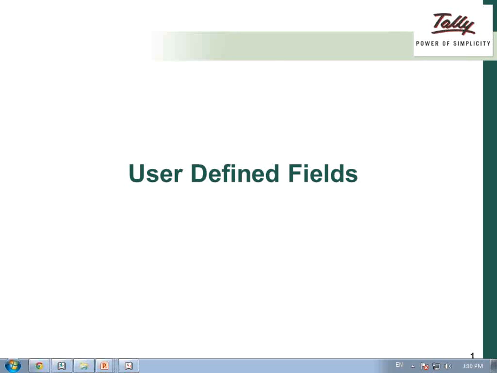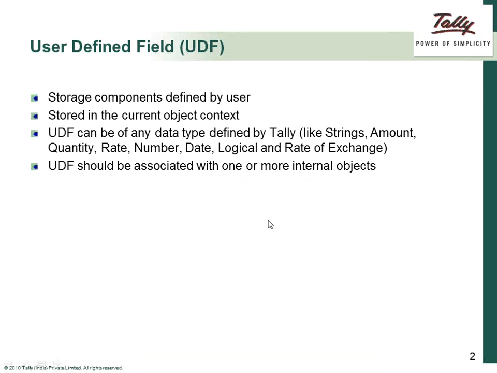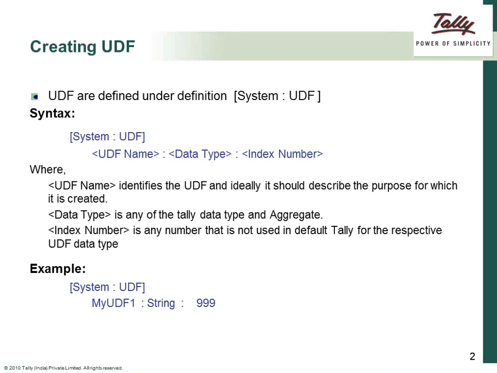So we'll have a quick recap of what we did yesterday. We started with something called user-defined fields. User-defined fields are nothing but the storage components defined by the user and stored in the current object context. UDF can be of any data type. That could be string, quantity, rate, number, date, logical, rate of exchange, and should be associated with one or more internal objects.